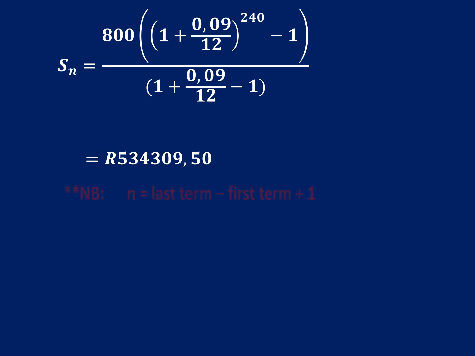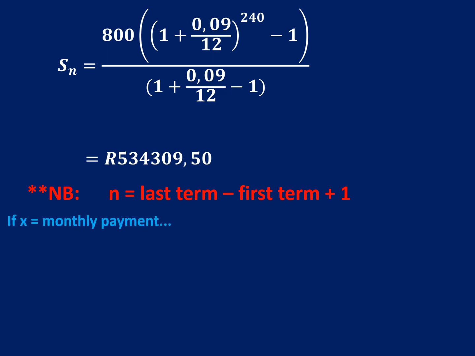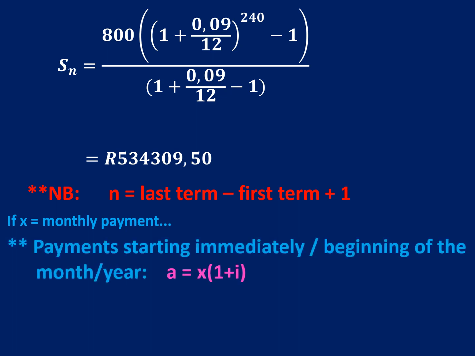Now let's just look at the difference. First of all, your N value, if you want to calculate it, you can calculate it with your last term minus your first term plus 1. And let's look at the difference between making the payments at the beginning and making the payments at the end. Now in this example, my payment was 800 Rand. So this time, let's just think of my monthly payment as X Rand. So if my monthly payment is X Rand, that A value in my formula will include one interest bracket. Because remember, if my payment starts immediately or at the beginning of a month, the last payment still has to earn interest for that month.